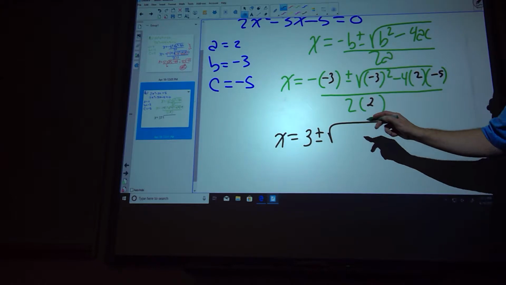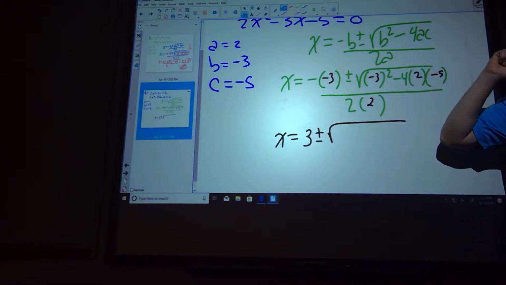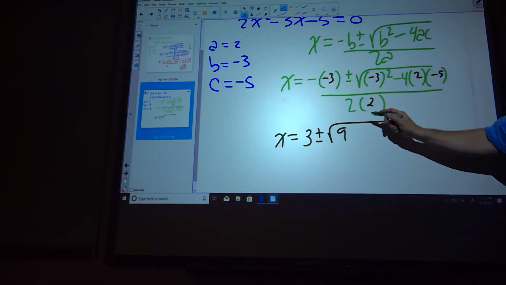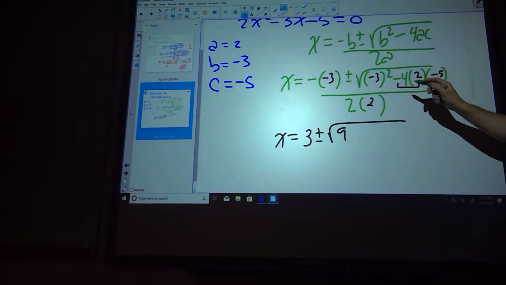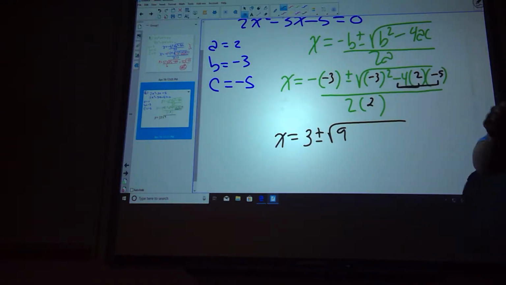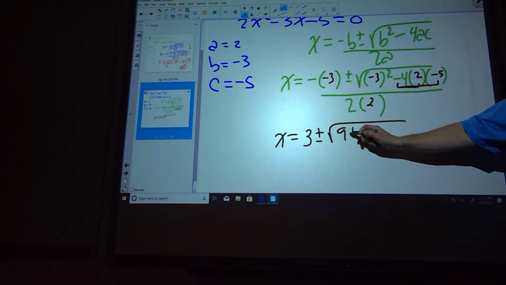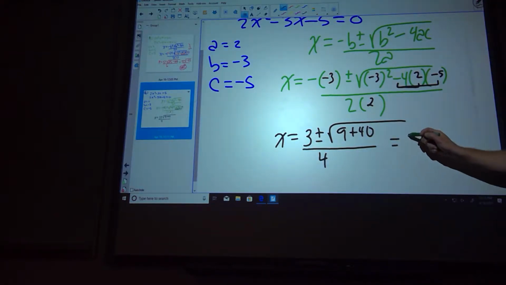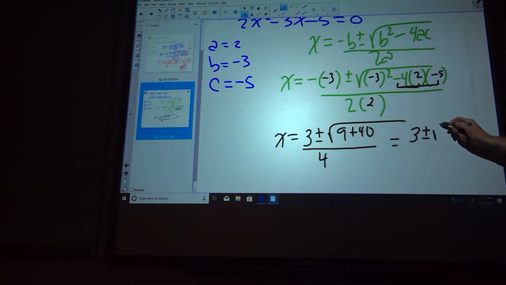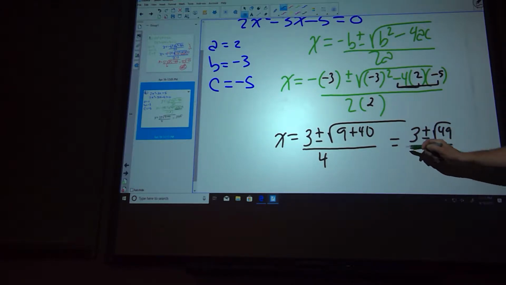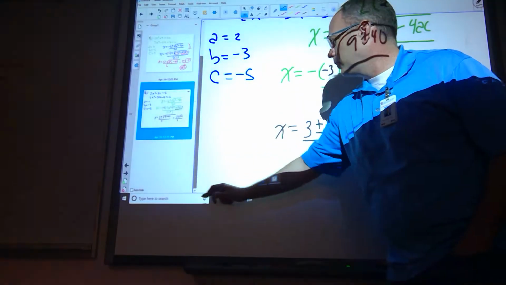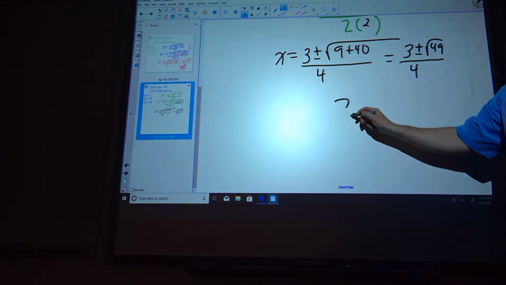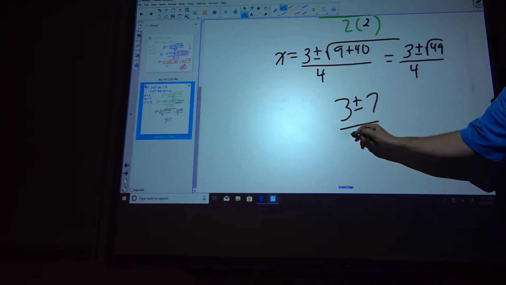All right, so does everyone agree that's a positive 3? And that's a positive 9? And then I get negative 4 times 2 is negative 8, and then negative 8 times negative 5 is positive 40. That's all over 4. So that gives me 3 plus or minus square root 49. What's the square root of 49? 7. Okay. So I get 3 plus or minus 7 over 4.